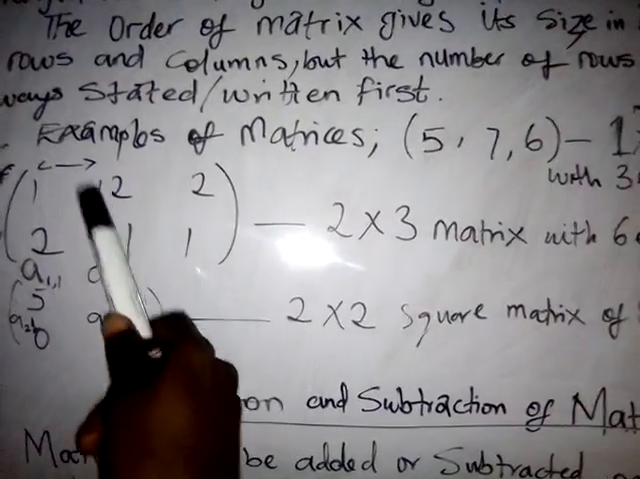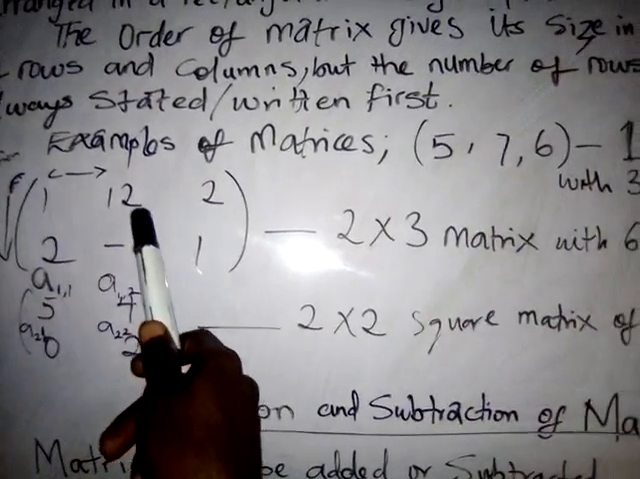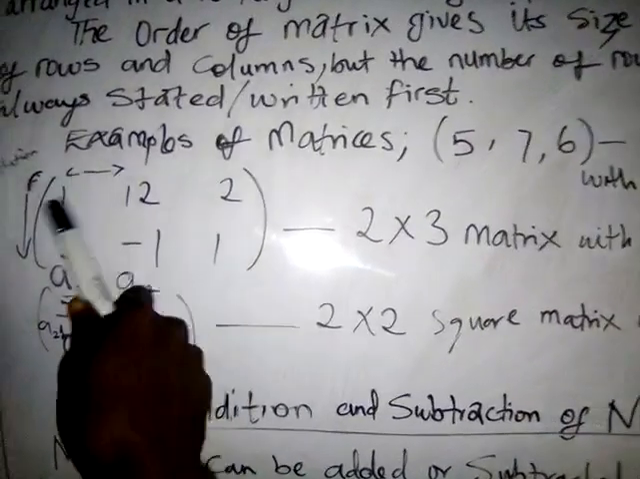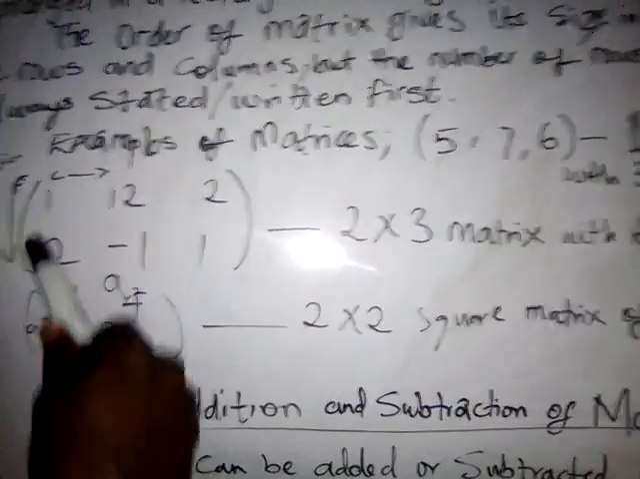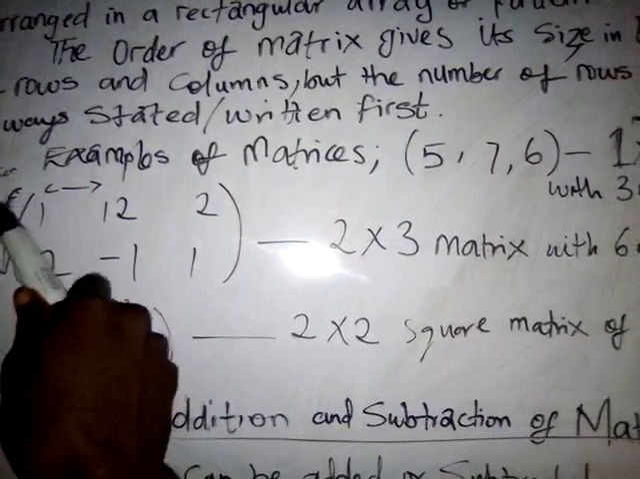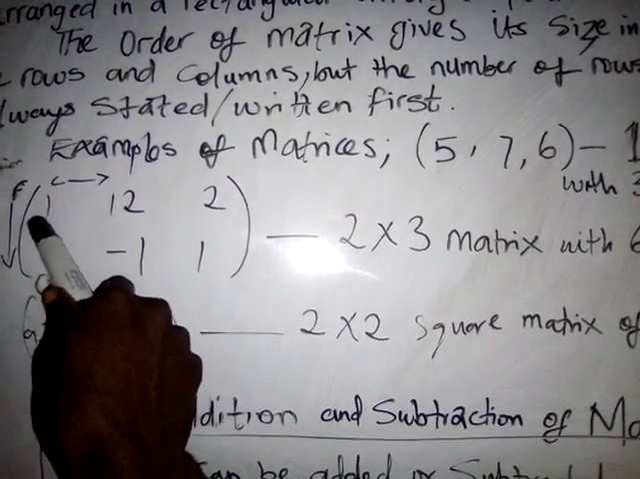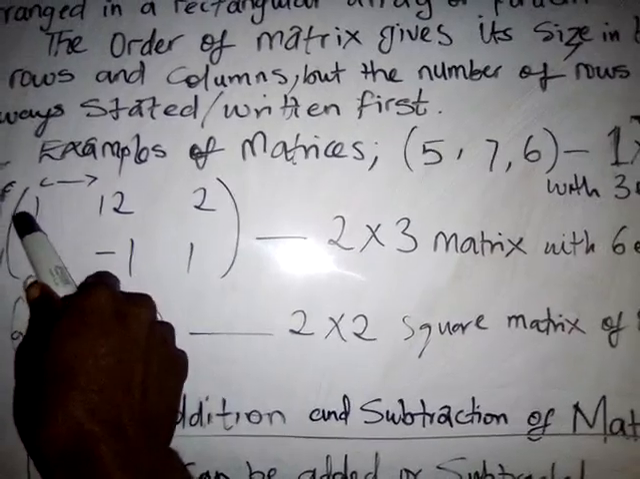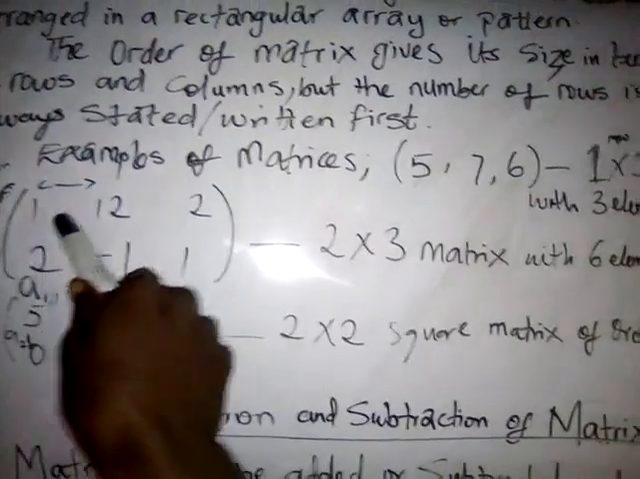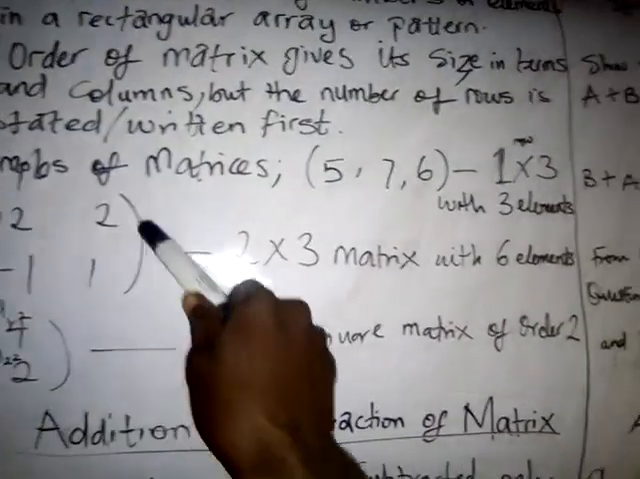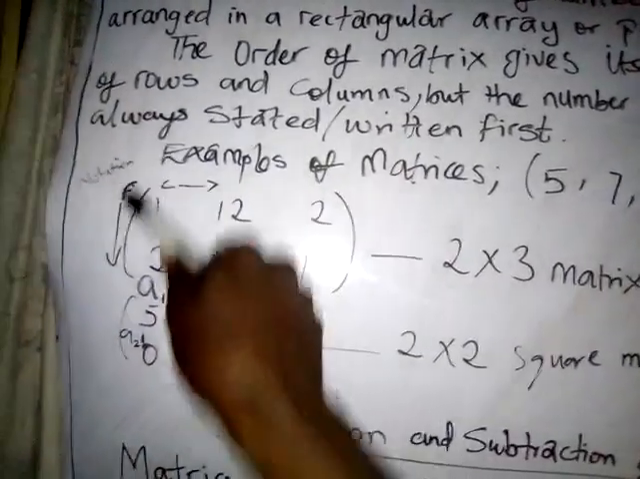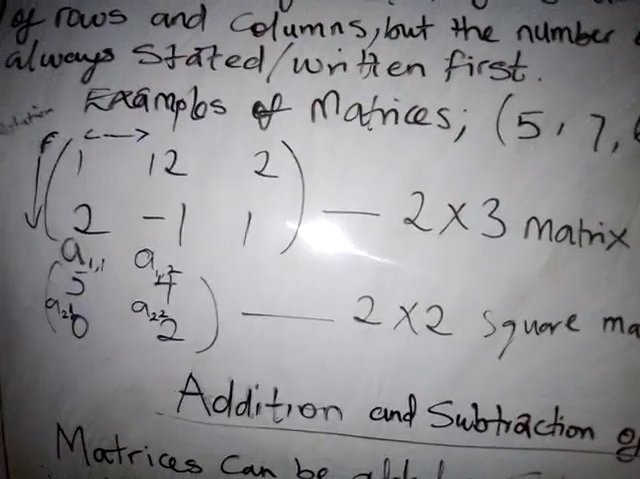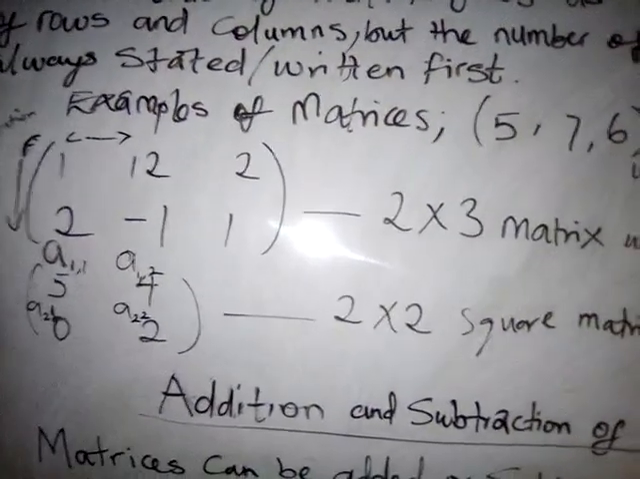And we have another example. This is another type. This is a 2 by 3 matrix with how many elements? We have 1, 2, 3, 4, 5, 6. This is 6 elements. The column is represented from left side to right side, so this is the column. This is the row. And of course there is a notation for matrices that you need to know.